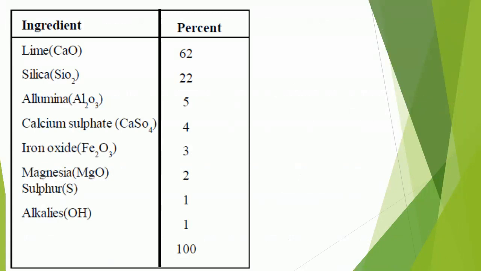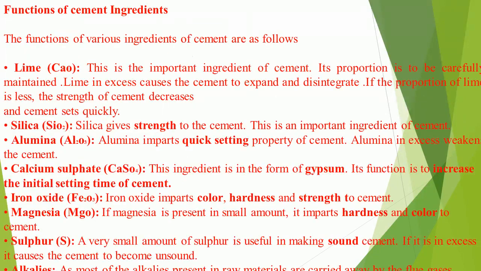Ingredients of cement. Functions of cement ingredients. The functions of various ingredients of cement are as follows. Lime, CaO. This is the important ingredient of cement. Its proportion is to be carefully maintained. Lime in excess causes the cement to expand and disintegrate. If the proportion of lime is less, the strength of cement decreases, and cement sets quickly.